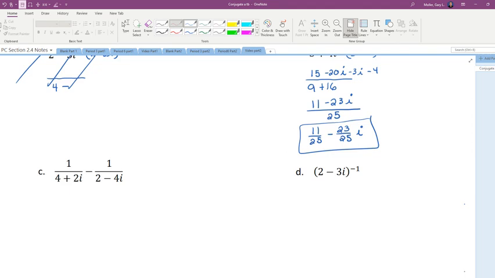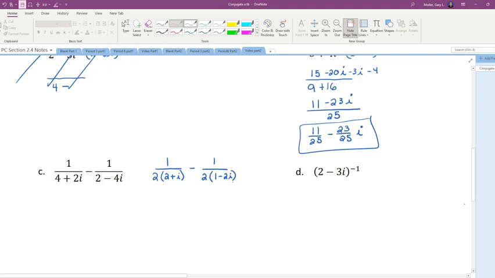So I'm going to rewrite this problem. I'm going to write it as 1 over, I'm going to factor out a 2, and that's going to give me 2 plus i, minus, I'm going to factor out a 2 here, and that gives me 1 minus 2i.